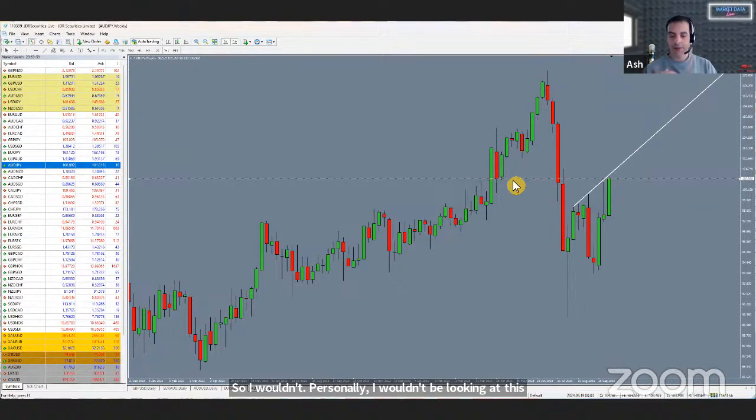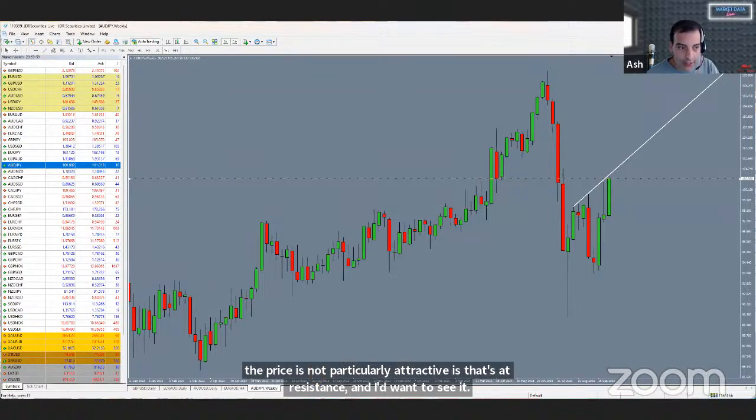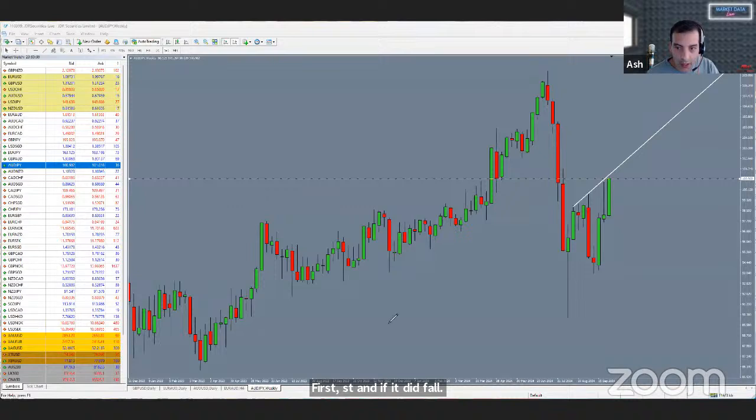I think the terrain, if you like, the environment is okay for a long Aussie yen, but the price is not particularly attractive. That's at resistance, and I'd want to see it fall first. And if it did fall for a day or so, then I'd be okay to look for buying opportunities somewhere around here, 98.50. I'll be all right with that with a bit of retracement.